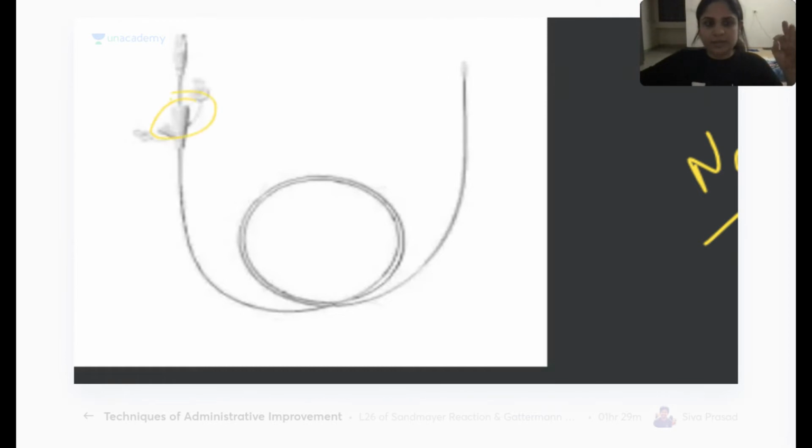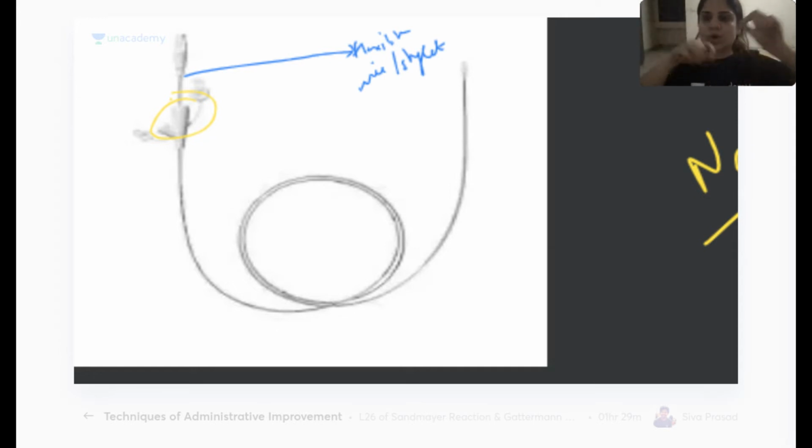It's always white in color. And it has a flexible wire or a stillet inside it. Why? Because by the time it reaches the jejunum, it tends to coil a lot. So to prevent the coiling before it reaches the jejunum, we put the stillet in it. Once it reaches the jejunum, we will remove the stillet.